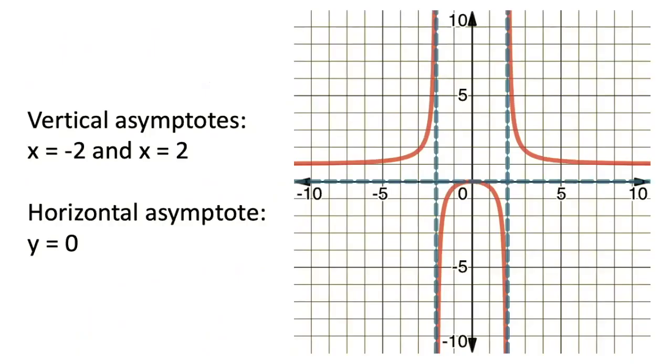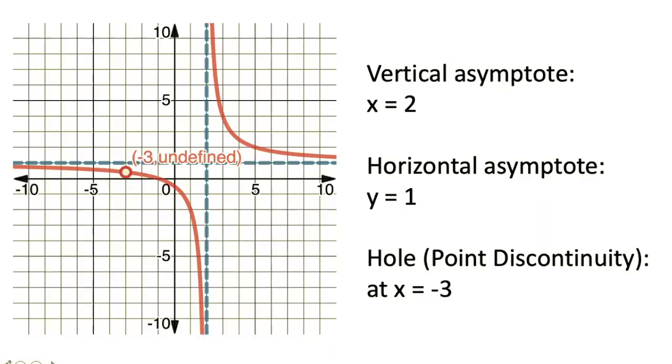This graph has two vertical asymptotes, one at x equals -2 and one at x equals +2. You can have multiple vertical asymptotes. However, if you have a horizontal asymptote, you will have only one. In this case, it's the x-axis, which is the line y equals 0. This rational function has a vertical asymptote at x equals 2. It has a horizontal asymptote at y equals 1.